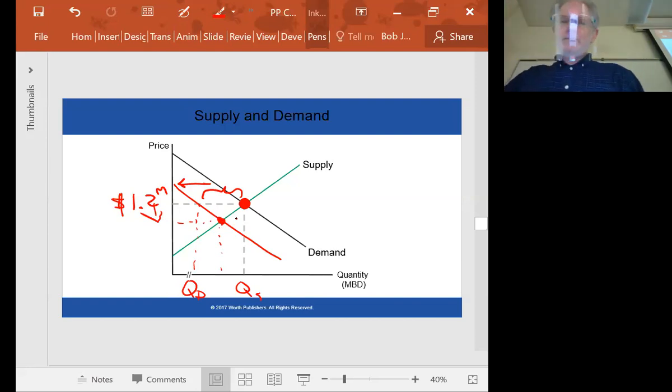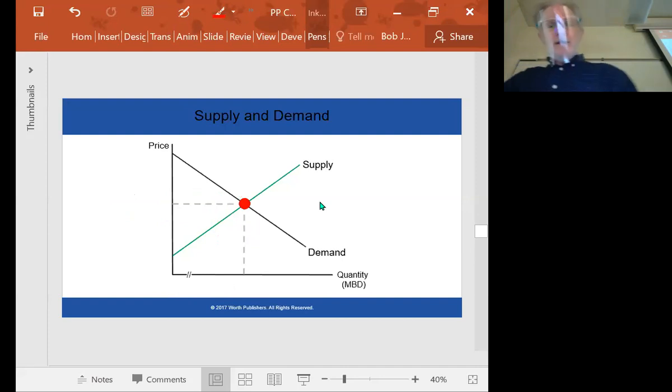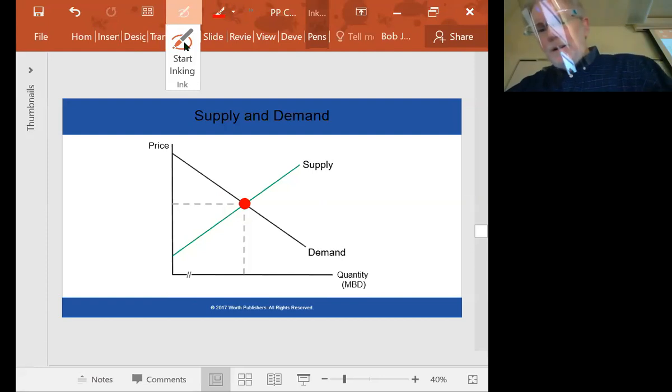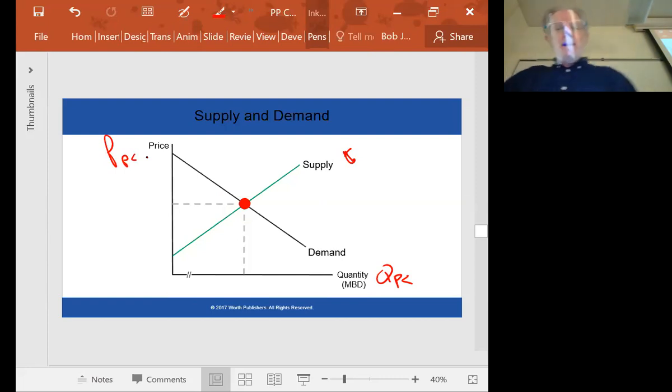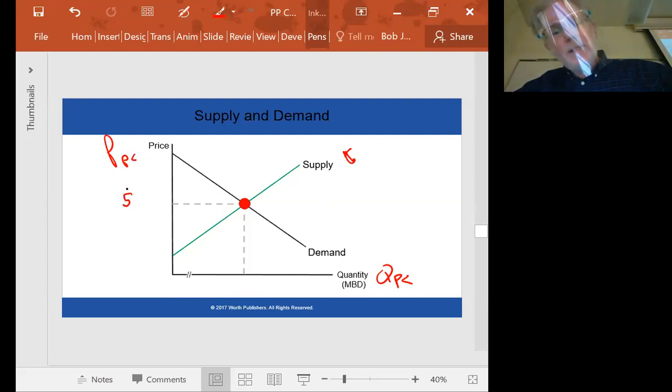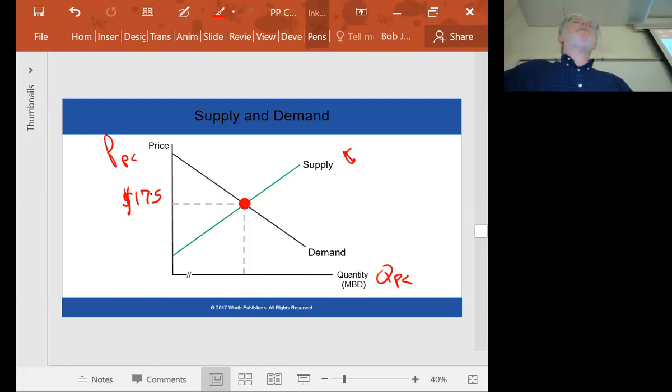Another example, let's say this is the market for pocket calculators. This is the price of pocket calculators. This is the quantity of a particular kind of pocket calculator. When I bought my first pocket calculator, it was $175. That's a long time ago. If you adjust for inflation, that would be closer to around $600. So it was not a cheap calculator.